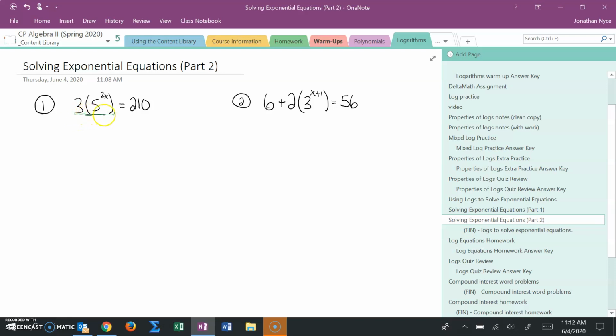In this step, we're first going to divide both sides by 3. 3 divided by 3 is 1, so that cancels. We have 5 to the 2x power equals, and 210 divided by 3 is 70. Then, similar to what we saw yesterday, now we can use logarithms to get the variable out of the exponent. So we're going to log both sides. Remember, this is log base 10, the common log. And with the properties of logarithms, that 2x can become a coefficient.